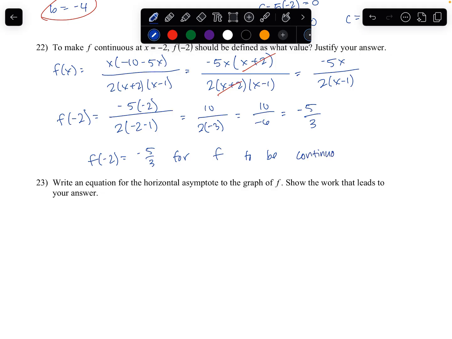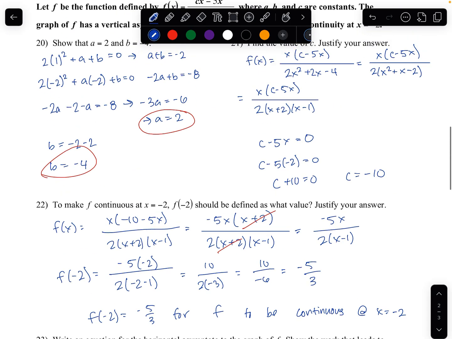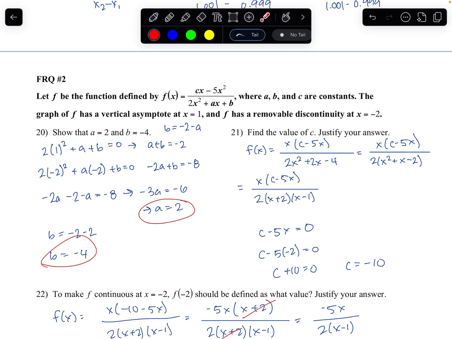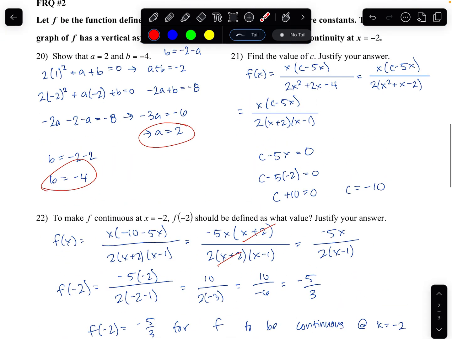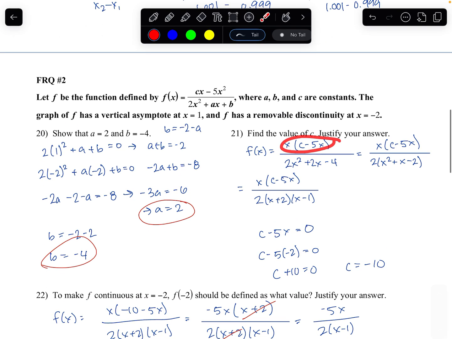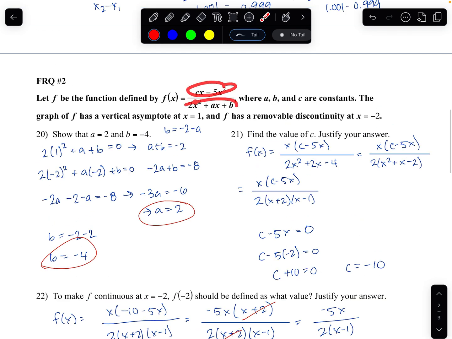Be continuous at x equals negative 2. Write an equation for the horizontal asymptote to the graph of f. So that means we need to evaluate the limits at positive and potentially negative infinity. I'm just going to say positive infinity. Whenever it's a rational function, meaning that there's a polynomial in the numerator and denominator, it's going to be the same at positive or negative infinity.